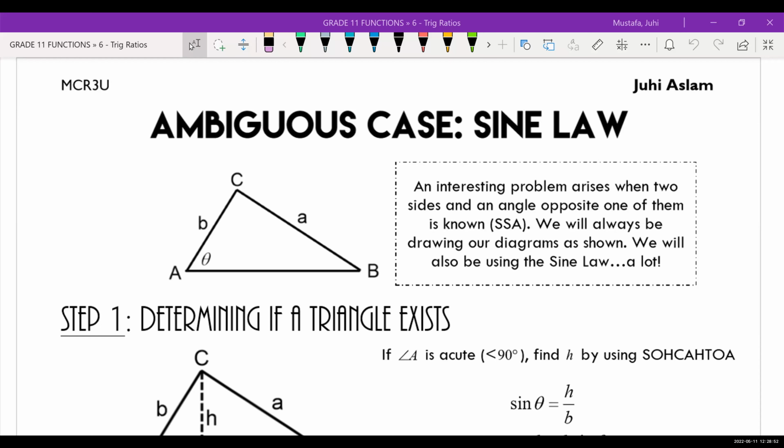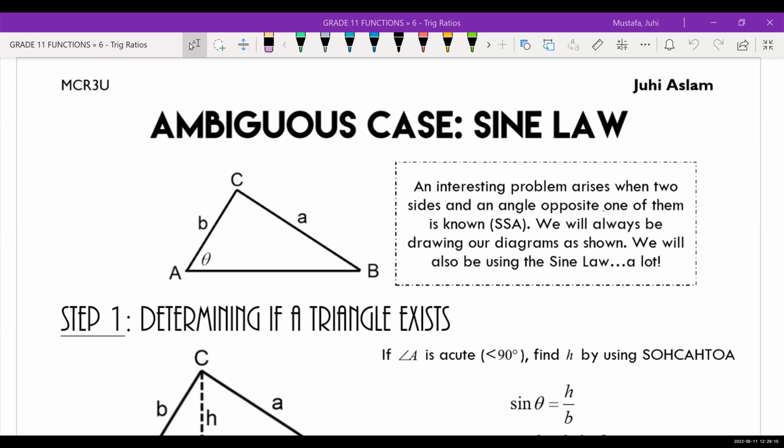All right, so it is day 2 of the ambiguous case, and hopefully you guys did the only homework that I told you to do, which was learn all of these rules. And if you did that, then today's lesson is going to go by a lot faster. So just as a reminder, this is called the ambiguous case for sine law.